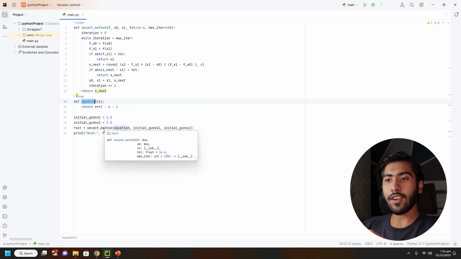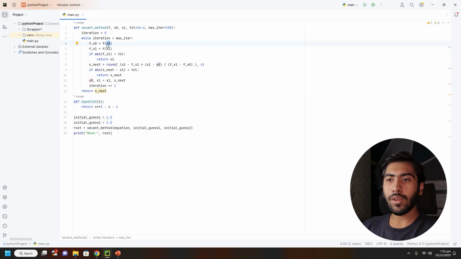So I think it's hard to understand if you are looking at this for the first time, but now let's suppose we are giving 1.0 here. So 1.0 in f would be equal to 1.0 in equation. What I am trying to say is this thing is equal to equation of 1.0. When we give equation 1.0, it will calculate this and return this, x cube minus x minus 1. So if we give equation 1.0, then it will return minus 1.